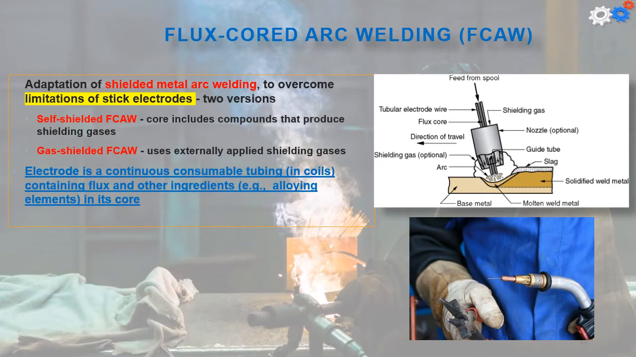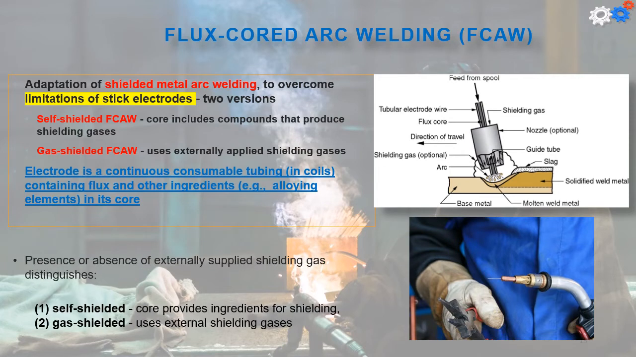The electrode is a continuous consumable tubing containing a flux and other ingredients in its core. The presence or absence of externally supplied shielding gases distinguishes the two types: the self-shielded, where the core provides the ingredients for the shielding, or the gas-shielded, which uses external shielding gases.